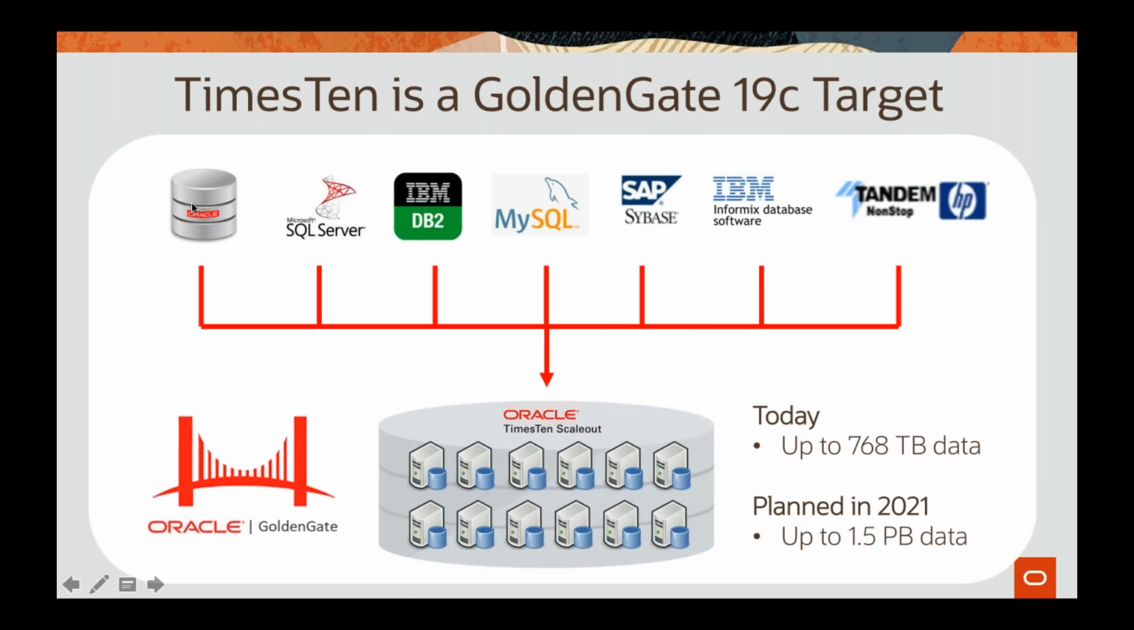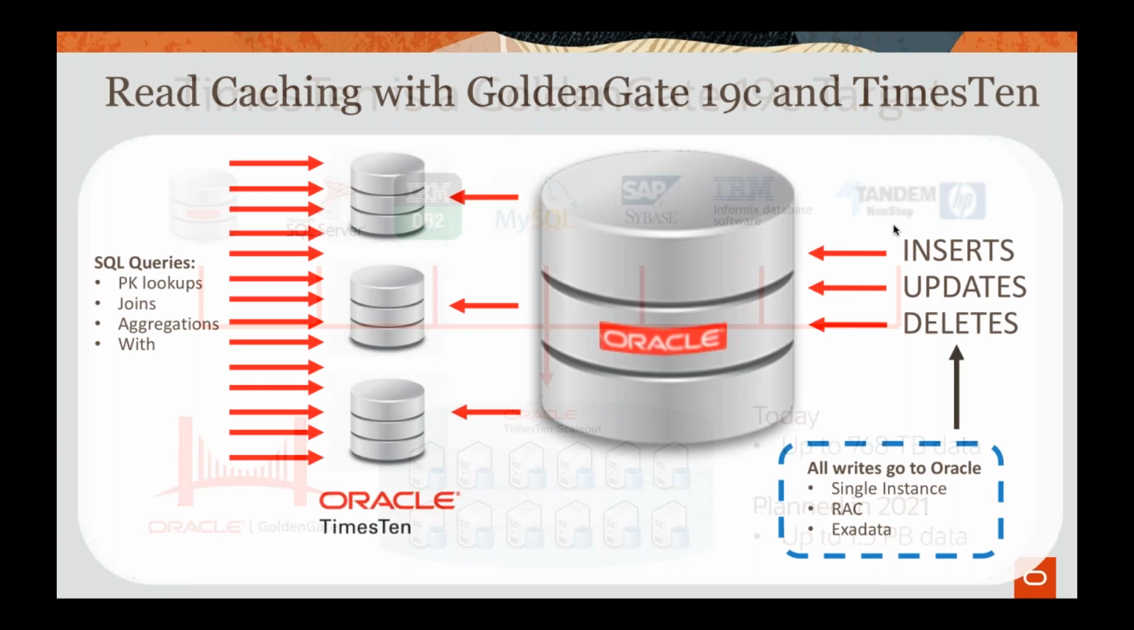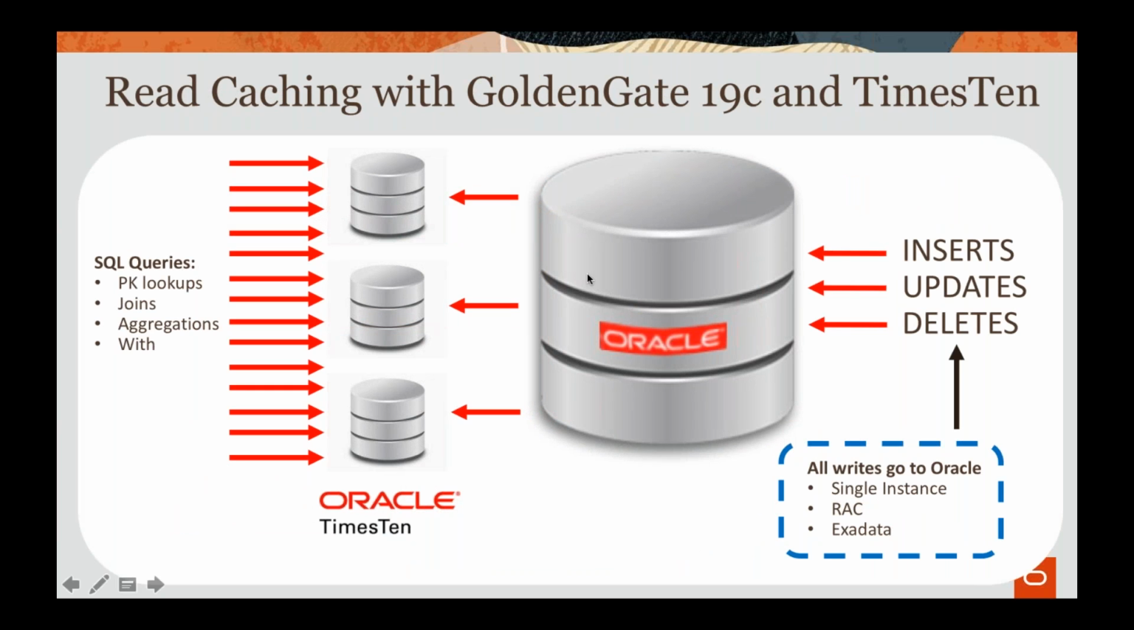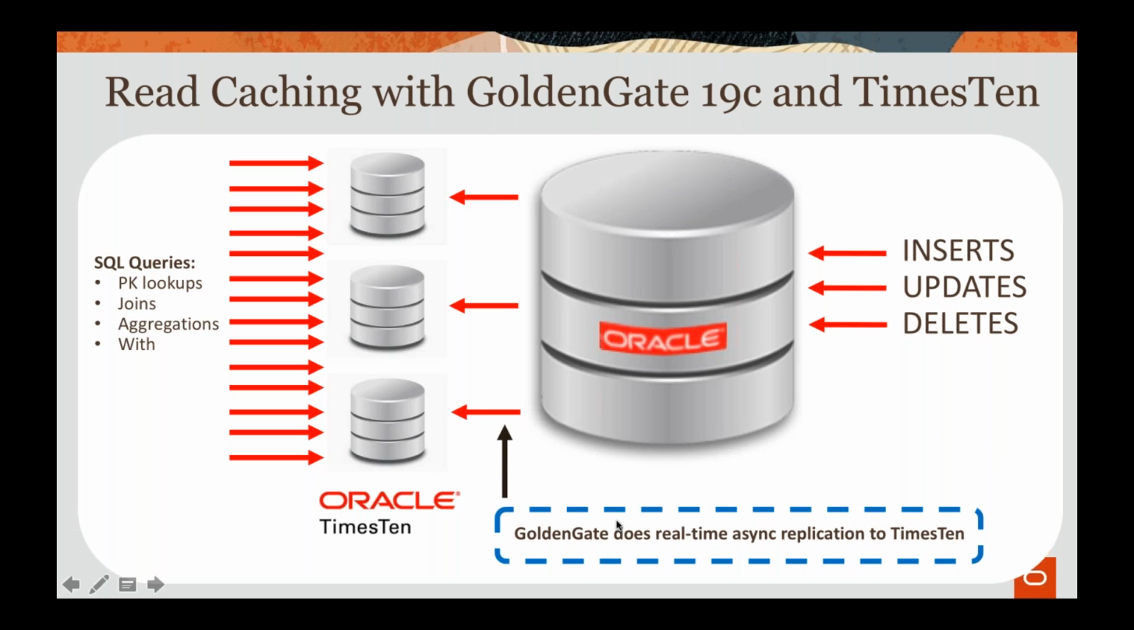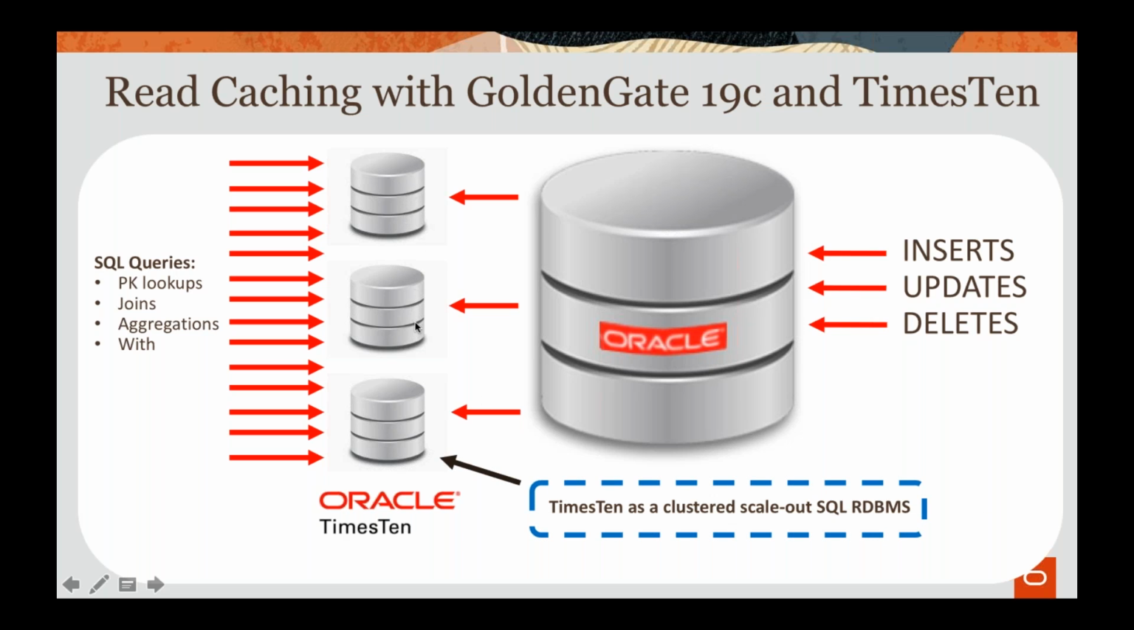So obviously, TimesTen does caching for the Oracle database very well. But via GoldenGate, you can also do read caching for virtually any relational database. So whether it's an Oracle or other database, the architecture is pretty much the same. Committed inserts, updates, and deletes are captured in the transaction log file. They're asynchronously pushed to the GoldenGate target, which in this case is TimesTen. So TimesTen could be a single instance database, or it could be the clustered version, makes no difference.